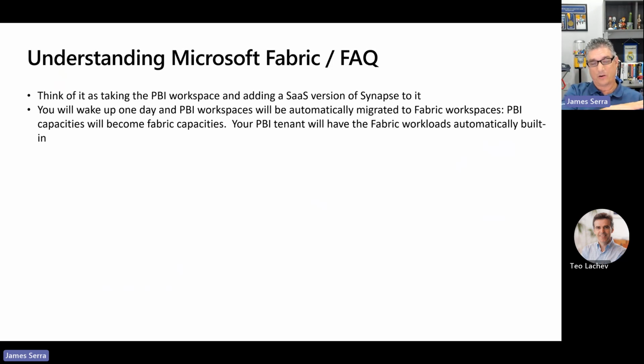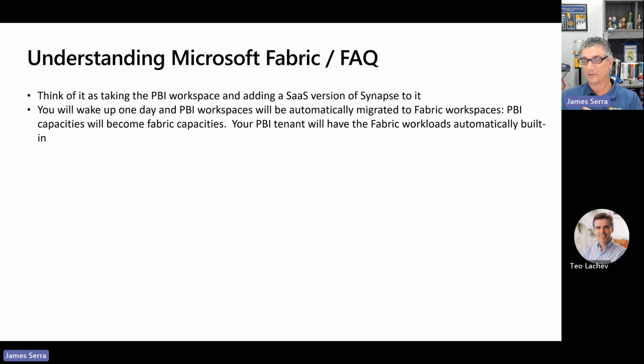Power BI workspaces are eventually all going to be called Fabric workspaces. For now, they still have both of them, but you can think of everything as Fabric workspaces now. And then the capacities: if you're using Power BI, you'll be familiar with the Power BI capacities. They will all become Fabric capacities in the future. Again, now there are two of them, but it's going to be one concept in the future. And if you are using Power BI, all these new workloads are automatically built in.